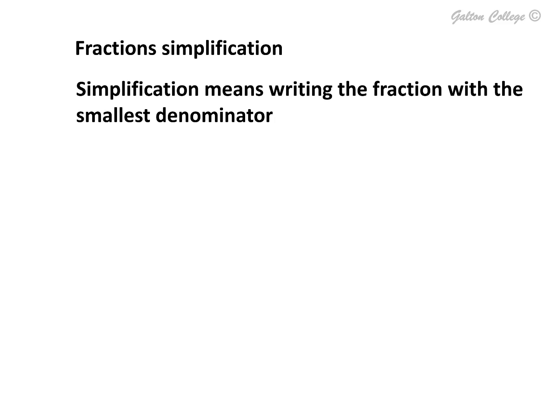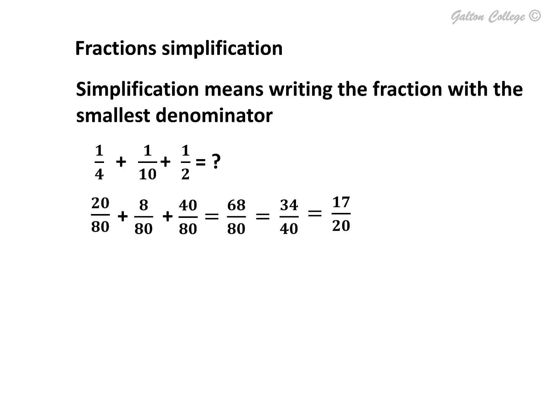Simplification means writing the fraction with the smallest denominator. Take 4, 10 and 2 as denominators. Well, we could do 80, as I said to you before. This is an example from the previous slides. By multiplying, it would be 4 times 10 times 2, that's just 80. So that's our common denominator. But as I said to you earlier, we can be far more efficient in doing it. And this is it again, just to drive it home.